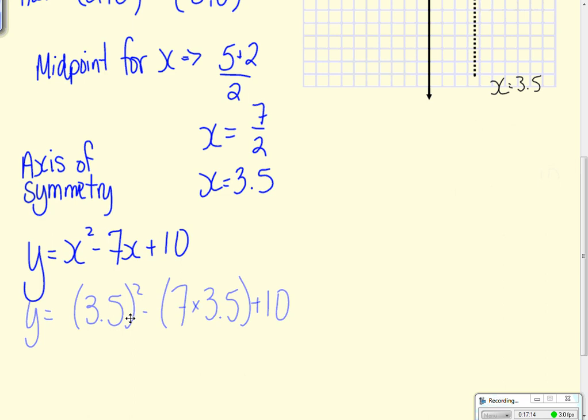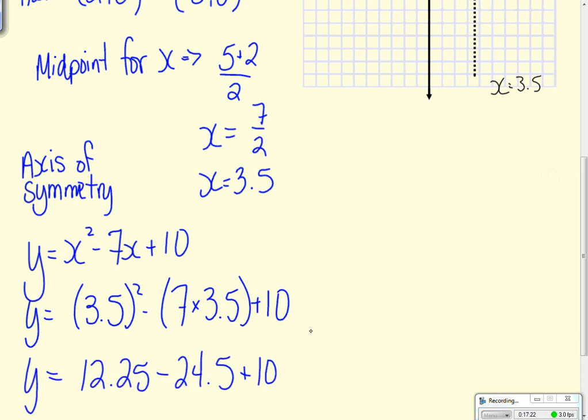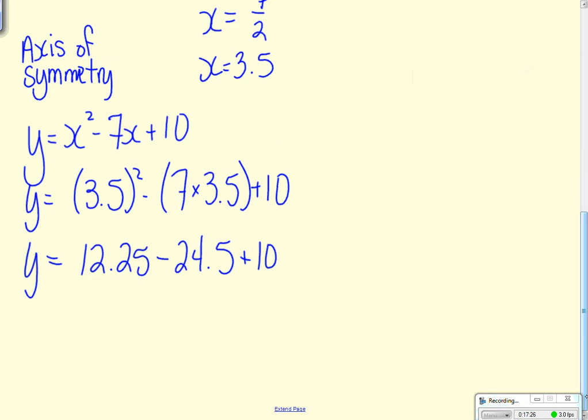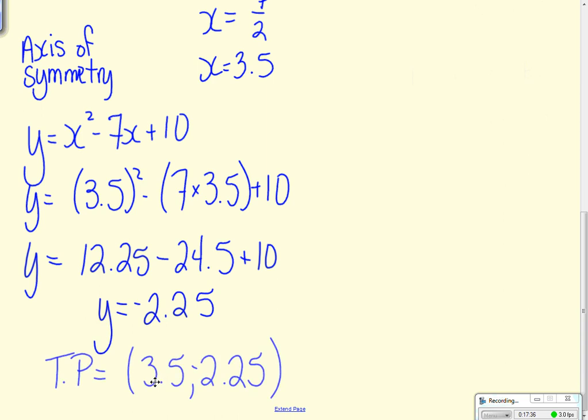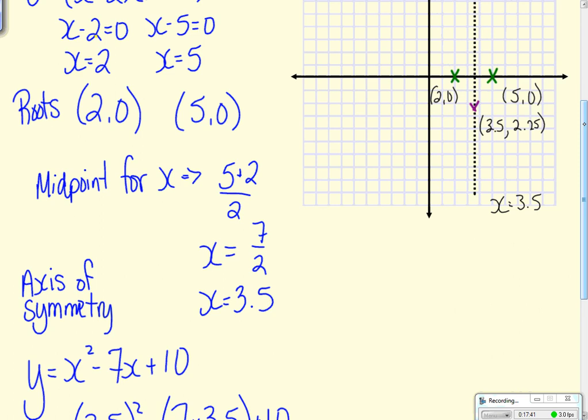So we're going to have y equals 3.5 squared minus 7 times 3.5 plus 10. When we do the numbers, we get 12.25, take away 24.5, plus 10. Add it all together and you get negative 2.25, because it's 22.25 take away 24.5. So our turning point is at 3.5 and negative 2.25, which is on our graph here.